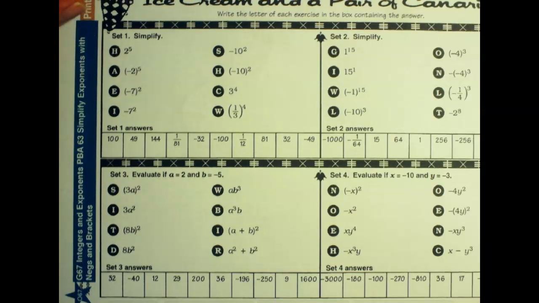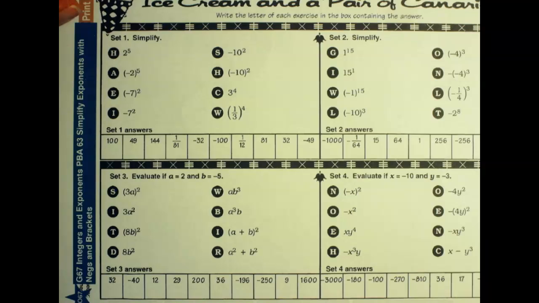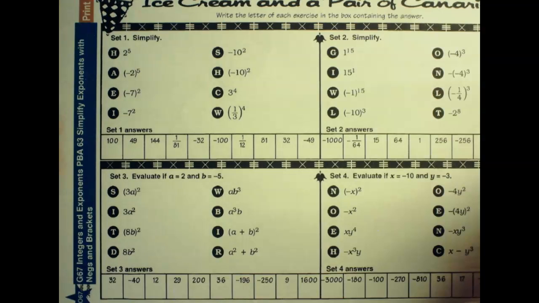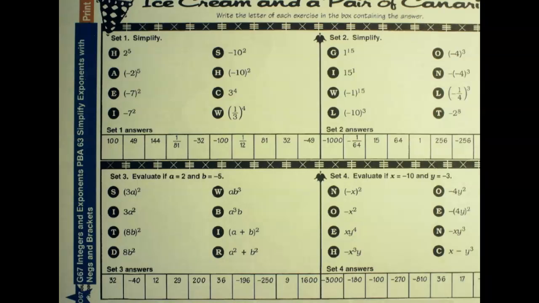All right, we're going to look at integers and exponents, G67 integers and exponents, PBA 63. This is a tough sheet. I'm not going to joke around with you on it, but I'm asking that you simply write out what they mean, and if you write out what they mean, you're going to do just fine on this.